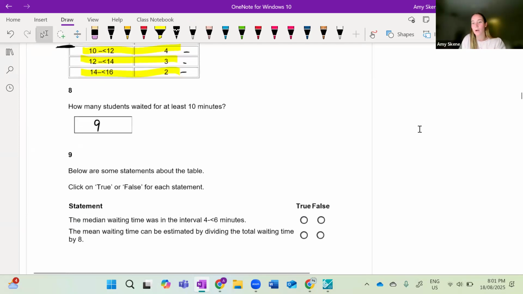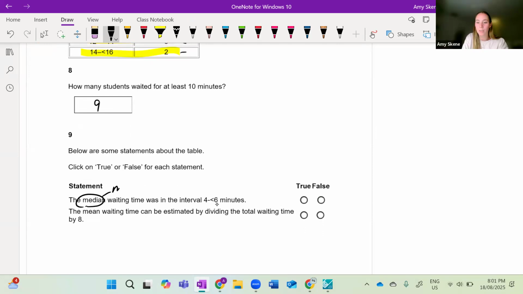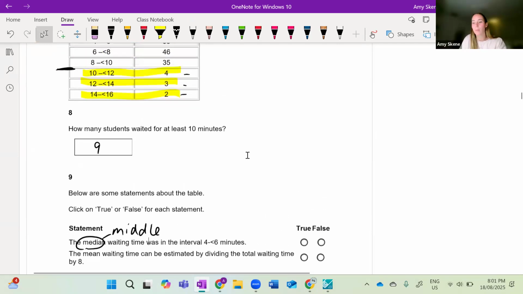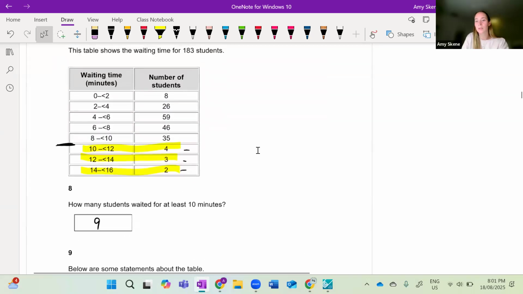The next one, you've got some true or false statements. The median waiting time was in the interval of 4 to less than 6 minutes. Median, that's a key word for us. Median pretty much just means the middle number. So the middle number. The median waiting time was the interval 4 to less than 6 minutes. So let's have a bit of a scan, and it's saying here, the median waiting time interval is 4 to less than 6. We're testing that out.